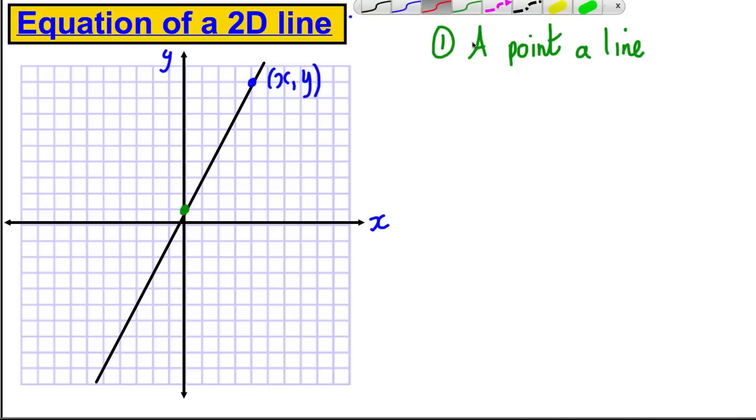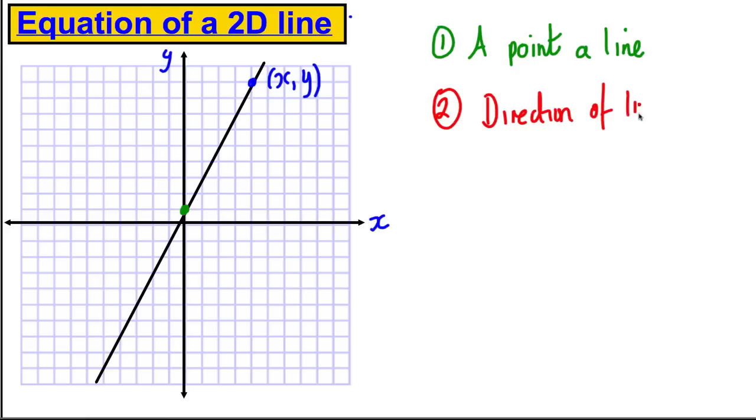And secondly, say I knew the direction of the line, the direction the line was going in. In this case, every time I go across one, I go up 2.